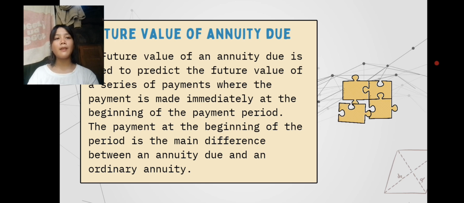So, the future value of annuity due. When we say the future value of annuity due, it is used to predict the future value of a series of payments where the payment is made immediately at the beginning of the payment period. The payment at the beginning of the period is the main difference between the annuity due and the ordinary annuity.